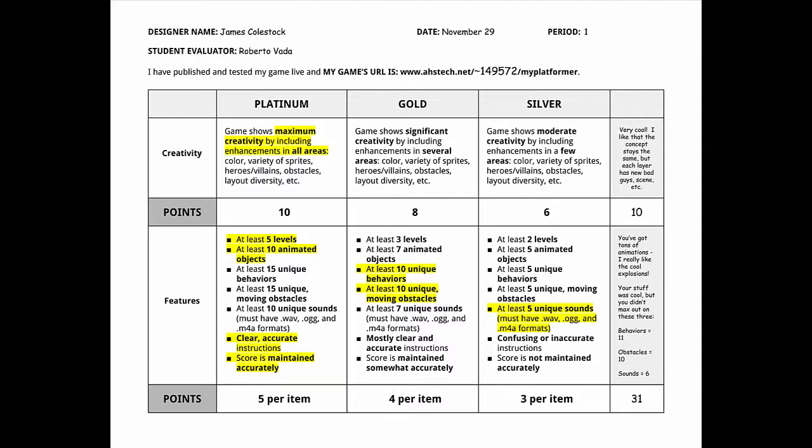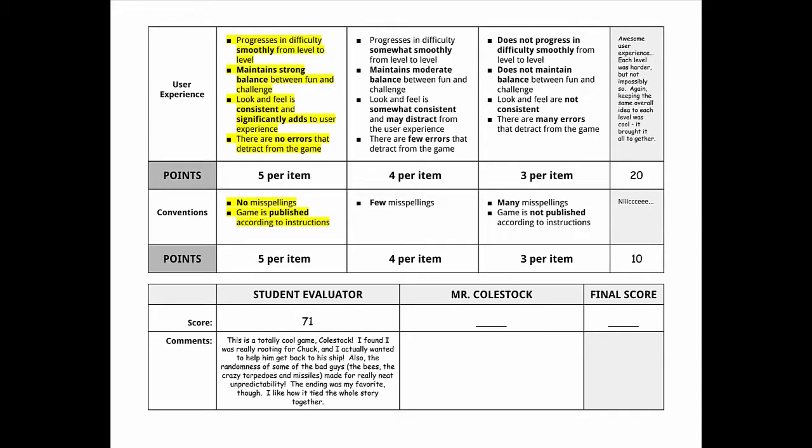As far as creativity, when Roberto Vado scored mine, I got a 10 because I showed maximum creativity through use of different sprites, obstacles, villains, layout diversity. In the area of features, I had 5 levels, at least 10 animated objects. I had about 10 unique behaviors, 10 unique moving obstacles. I had only 5 unique sounds. I had clear, accurate instructions, and my score was maintained accurately throughout. So in that particular case for features, I had a mixed score. I got a 31 out of 35. So a 10 for creativity, a 31 out of 35 for features.